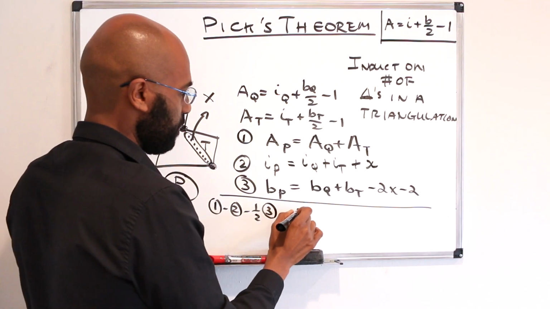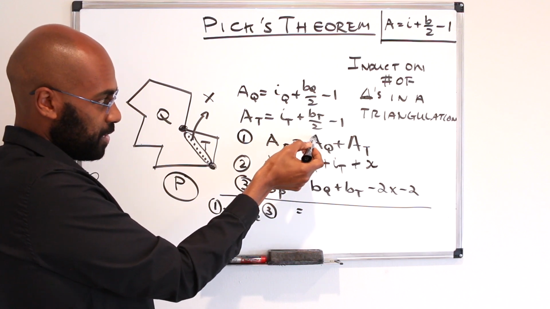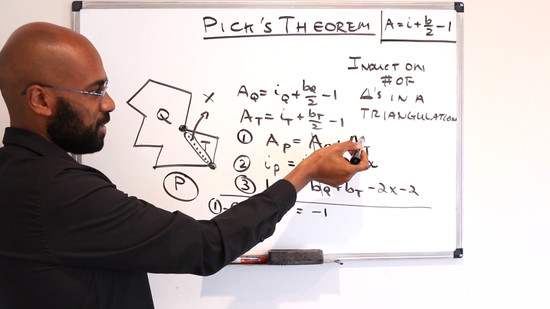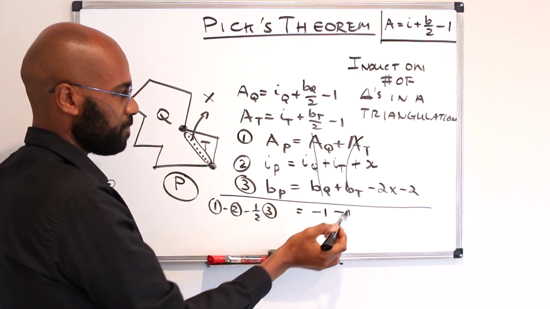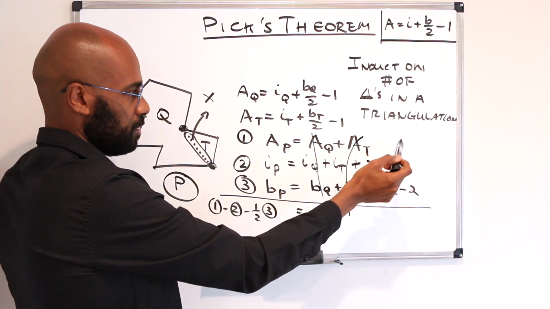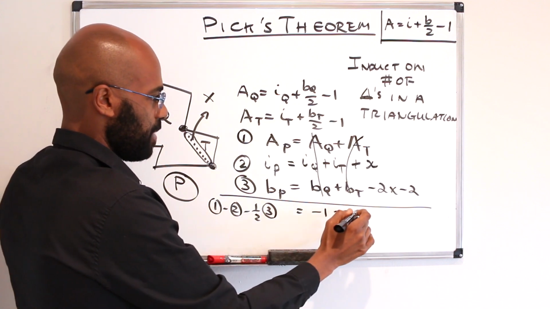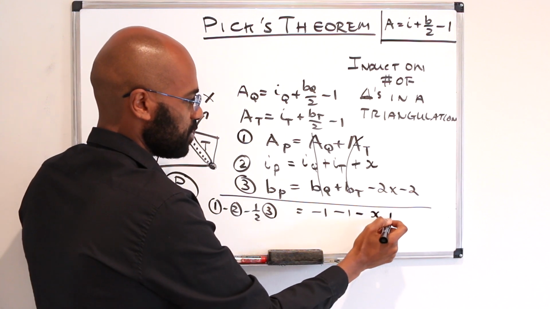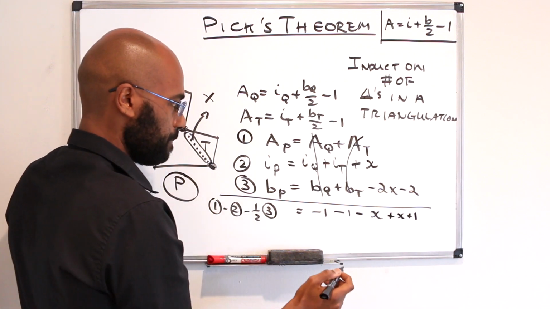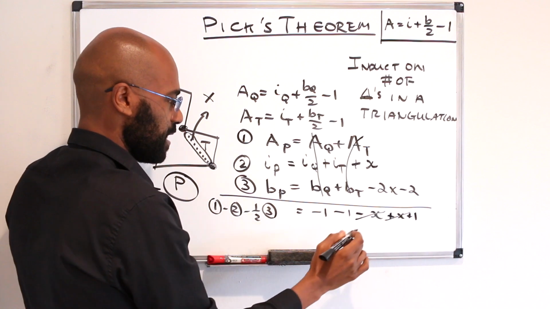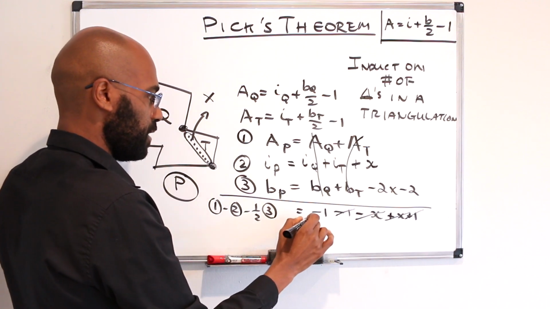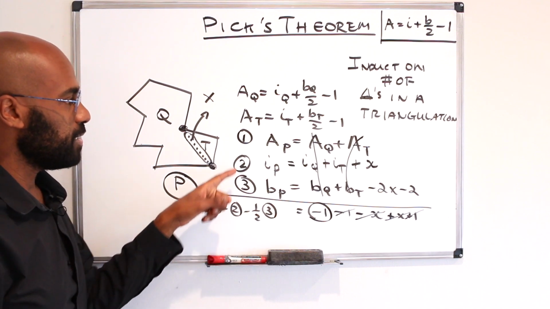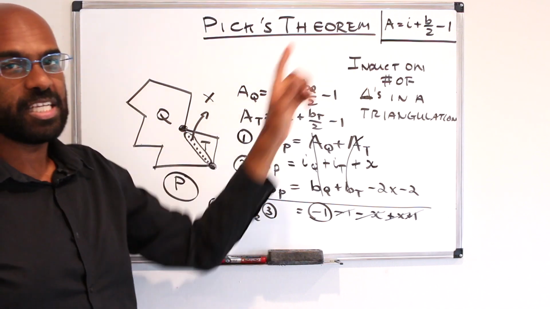A minus I minus a half of B is equal to, because of Pick's theorem on Q, we get a -1 here. Because of Pick's theorem on T, we get a -1 here. And then we get no contribution here, minus this X, and then minus a half of this quantity, which is plus X plus 1. Now this negative X and X cancel, this -1 and 1 cancel, and we're left with -1, which is exactly what we wanted this quantity to be to get that P satisfies Pick's theorem as well.